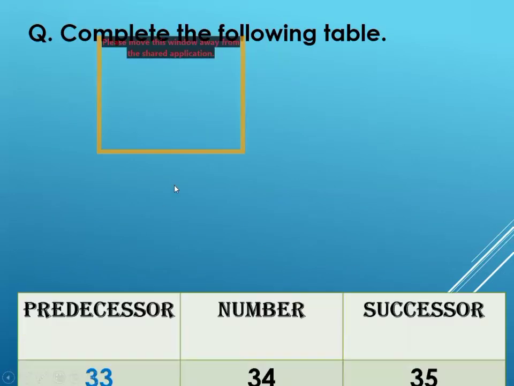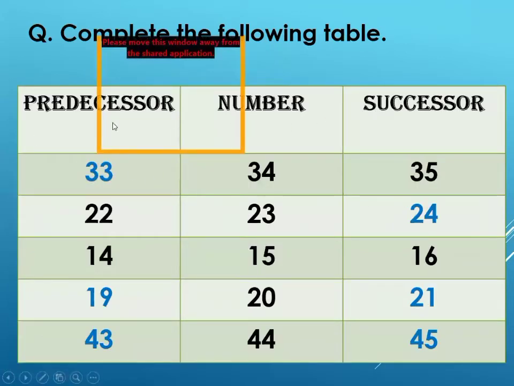Complete the following table. Now we are going to do this activity. Here the numbers given are 34 and 35. To find the predecessor number, we subtract 1 from 34. 34 minus 1 is equal to 33. So the predecessor of 34 is 33.